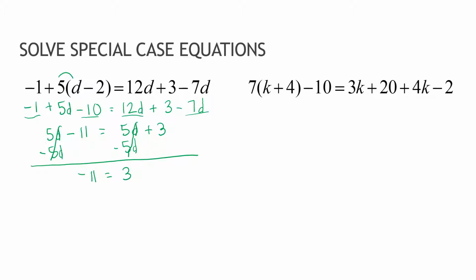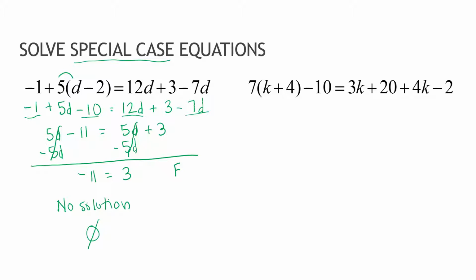So obviously this is different because all of our variables are gone. So when we have a special case equation, that's when the variables are going to go away. Now in this case, I'm left with an answer that is false because -11 obviously does not equal 3. So when we do this and we get something that is false, our final solution is that there is no solution. You might also see this written as the empty set sign.